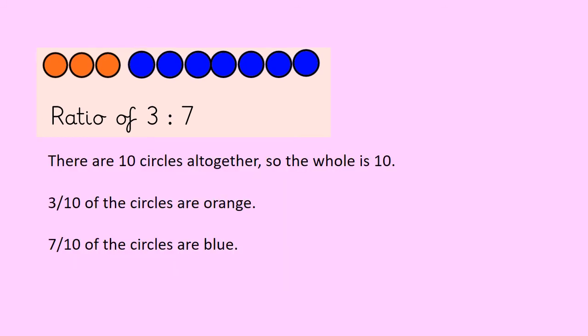For this ratio of 3 to 7, your description should be that there are 10 circles altogether, so the whole is 10. 3 out of those 10 circles, or 3/10 of the circles, are orange, and 7 out of those 10 circles, 7/10 of the circles are blue.